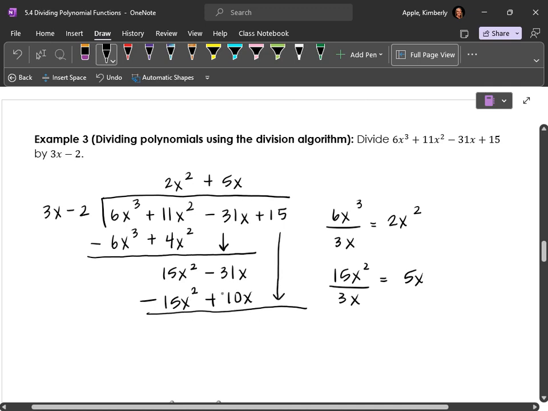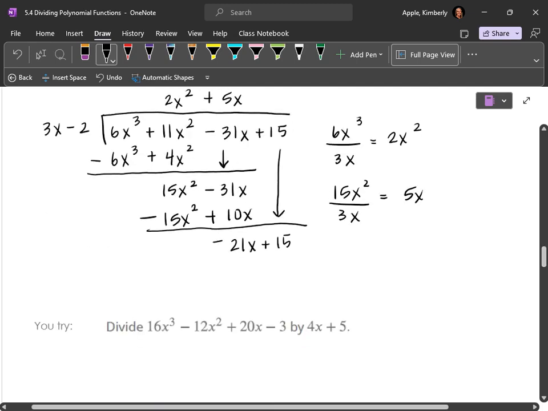And so I'll have 0 here. This will be negative 21x plus 15. And I'm going to be ready to divide again. That'll be negative 21x divided by 3x, which is just going to give me negative 7. Multiplying again, I'll get negative 21x plus 14. And then subtracting everything, I'll end up with a remainder of 1.